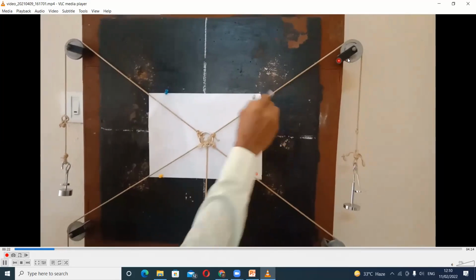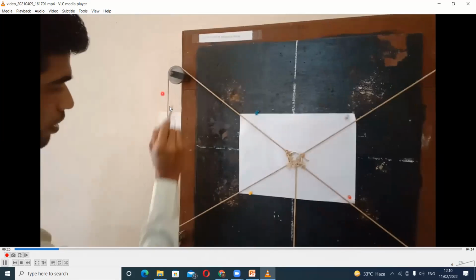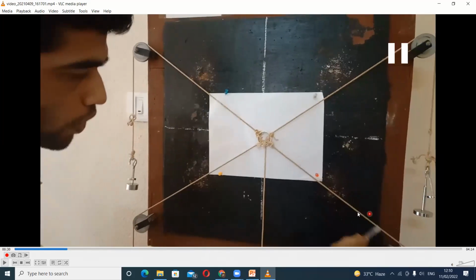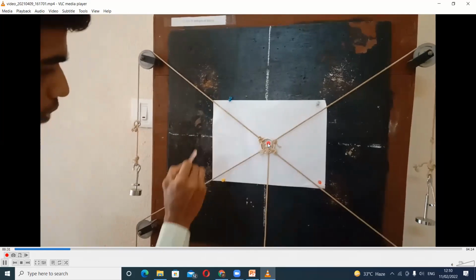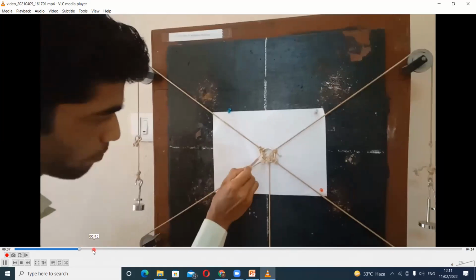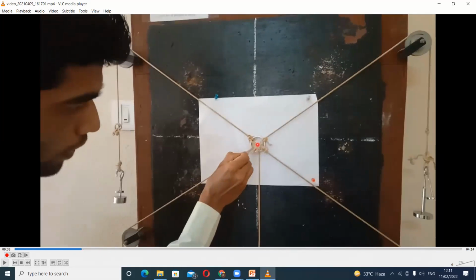So this is your F1, then this is F2, this is your F3, this is the F4, and this is F5. Okay, all these cables, their line of action, they will pass through the center point. So this is called as a point of concurrency. Okay, so on this paper, we will draw the direction of this string so that we can get the direction of force. For that, we need to use the mirror, so we can trace the direction.